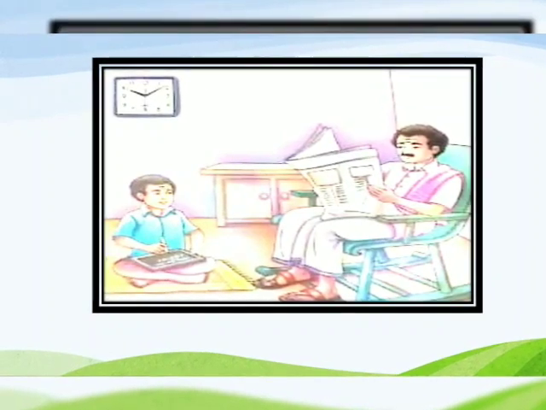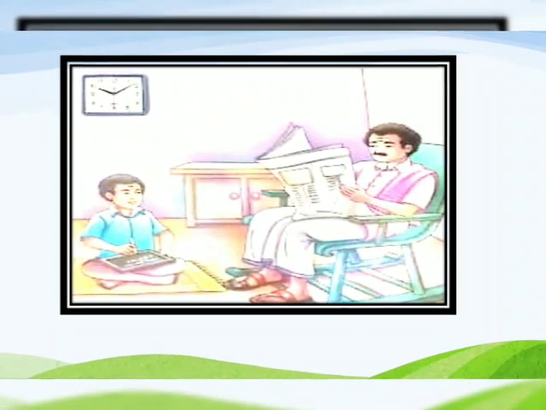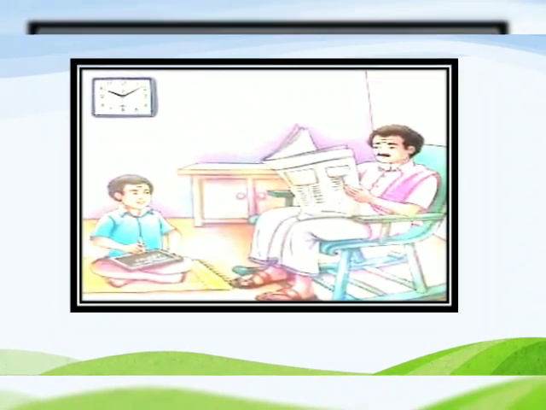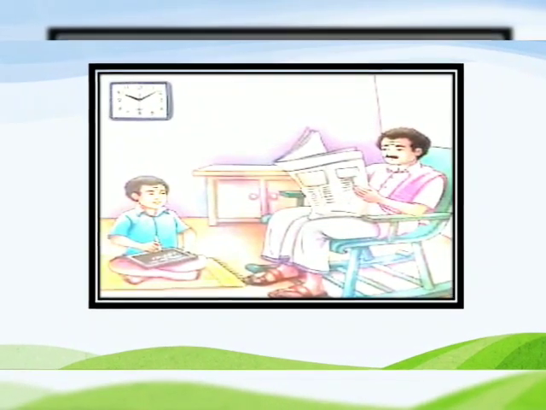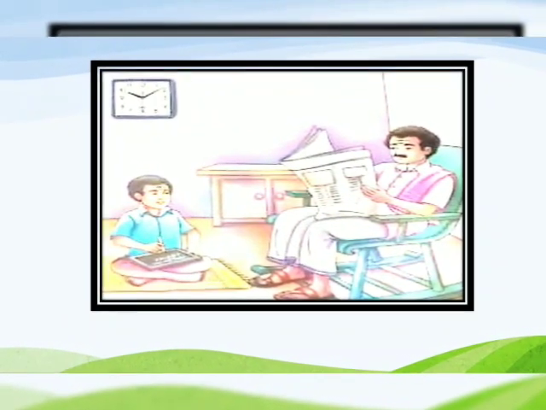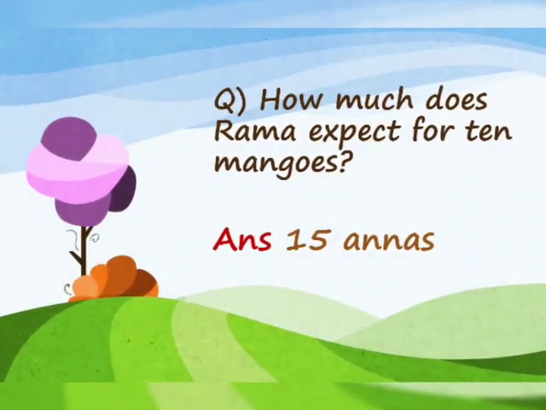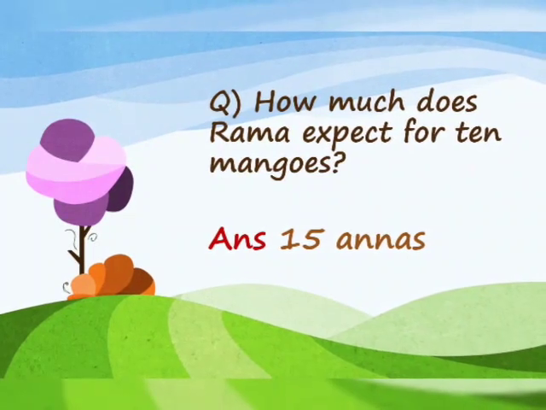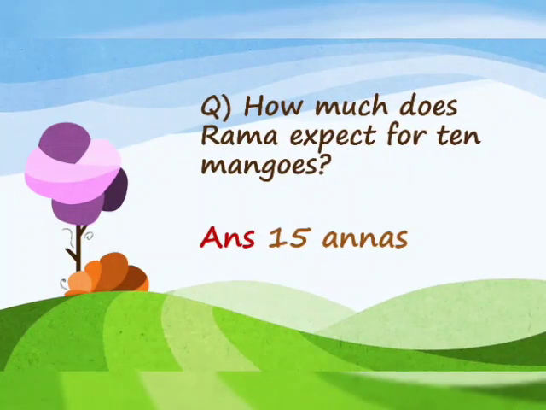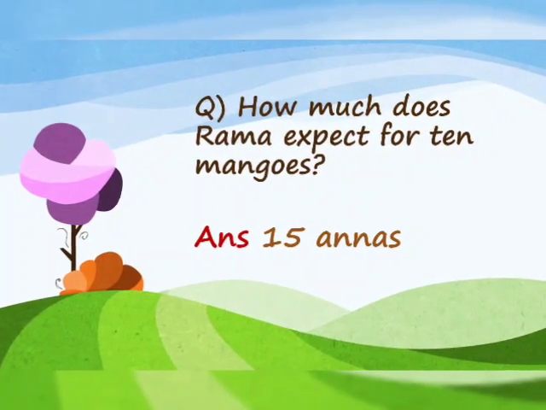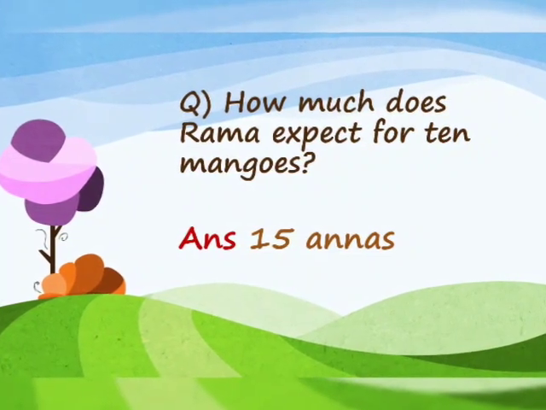Swaminathan waited with interest for the miracle to happen. Father studied the sum for a second and asked, "What is the price of 10 mangoes?" Swaminathan looked over the sum to find out which part of the sum contains an answer to this question. He said, "I don't know," as he was not able to give the answer. At this, father shouted, "Oh God, what's wrong with you? Read the sum, come on. How much does Rama expect for 10 mangoes?" So the answer was 15 annas.